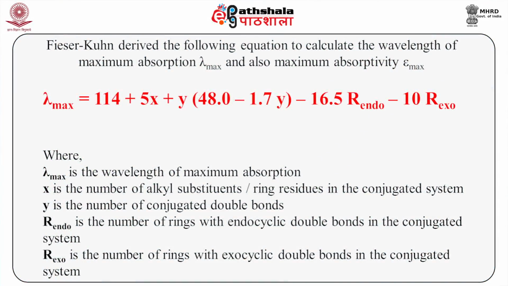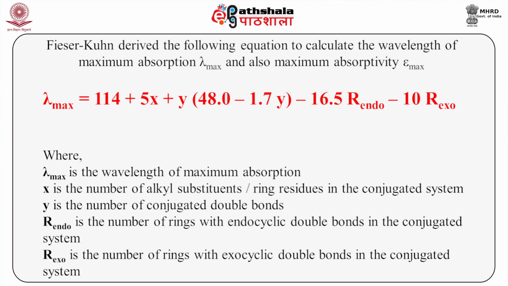Students, Fieser-Kuhn derived the following equation to calculate the wavelength of maximum absorption, lambda max, and also maximum absorptivity, Emax. Now the general formula is lambda max is equal to 114 plus 5x plus y brackets 48.0 minus 1.7y bracket closed minus 16.5 R endo minus 10 R exo.